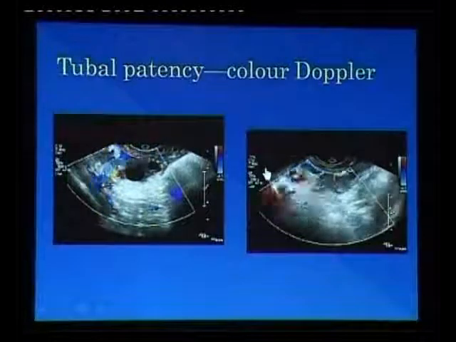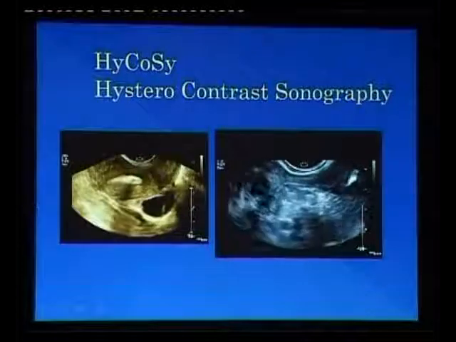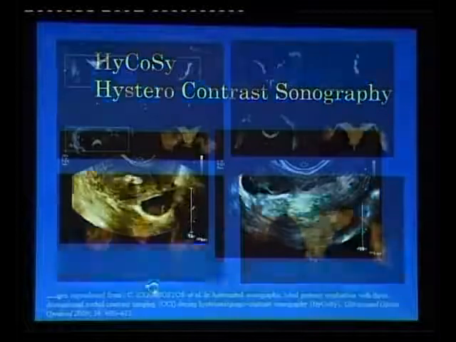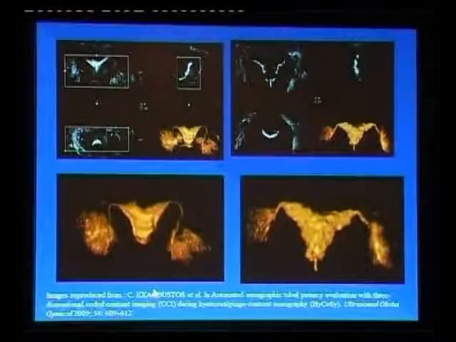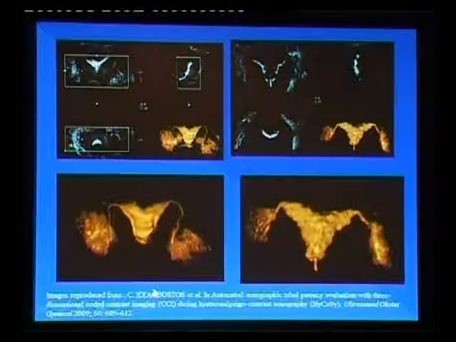We have been using saline, of course, to look at tubal patency. Now we use contrast to look at the tube. We can see the entire tube and the spill, and we can do 3D reconstruction, and Sonal is probably one of the best persons in the world to show fallopian tube patency with the help of contrast.